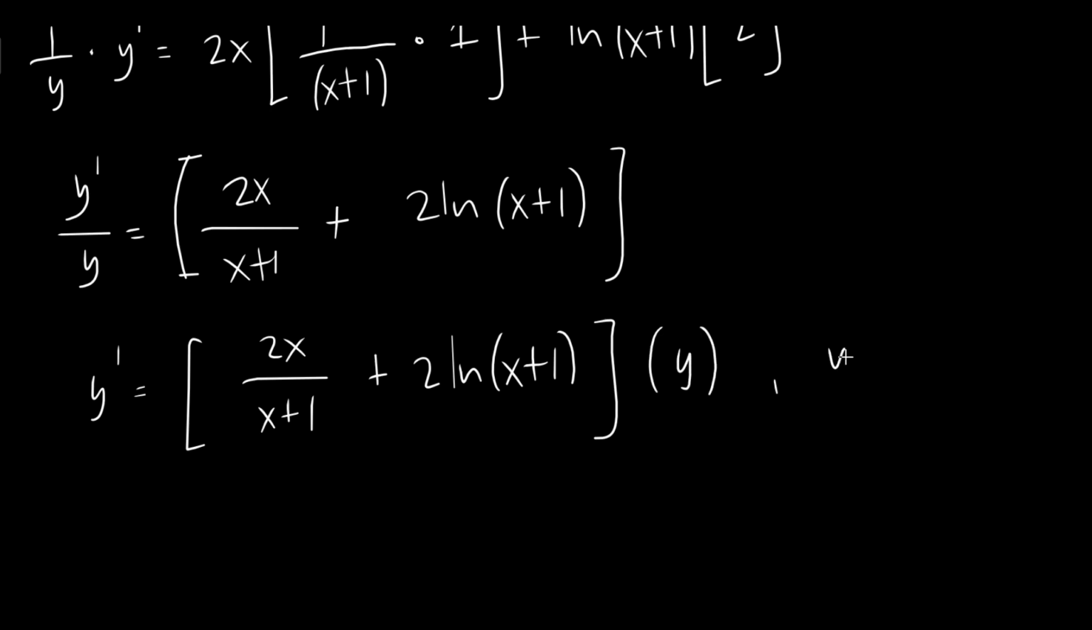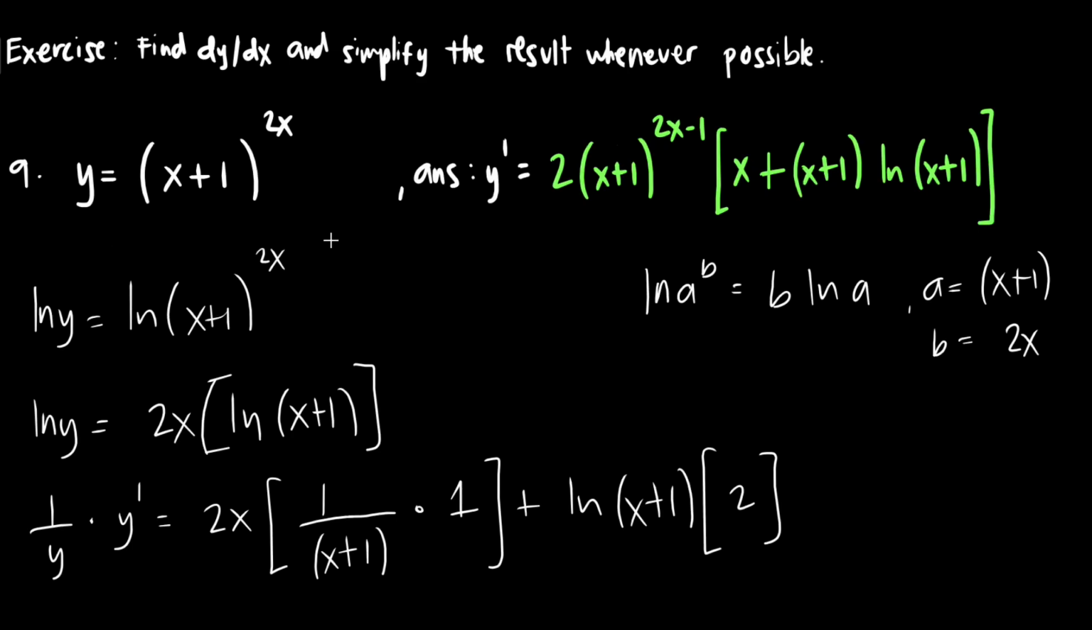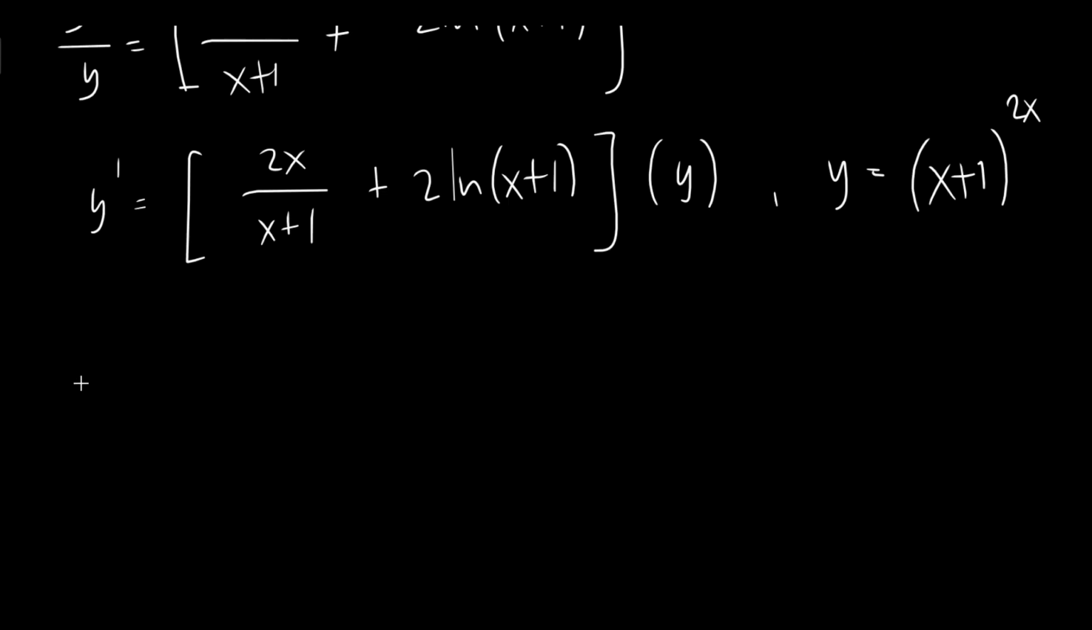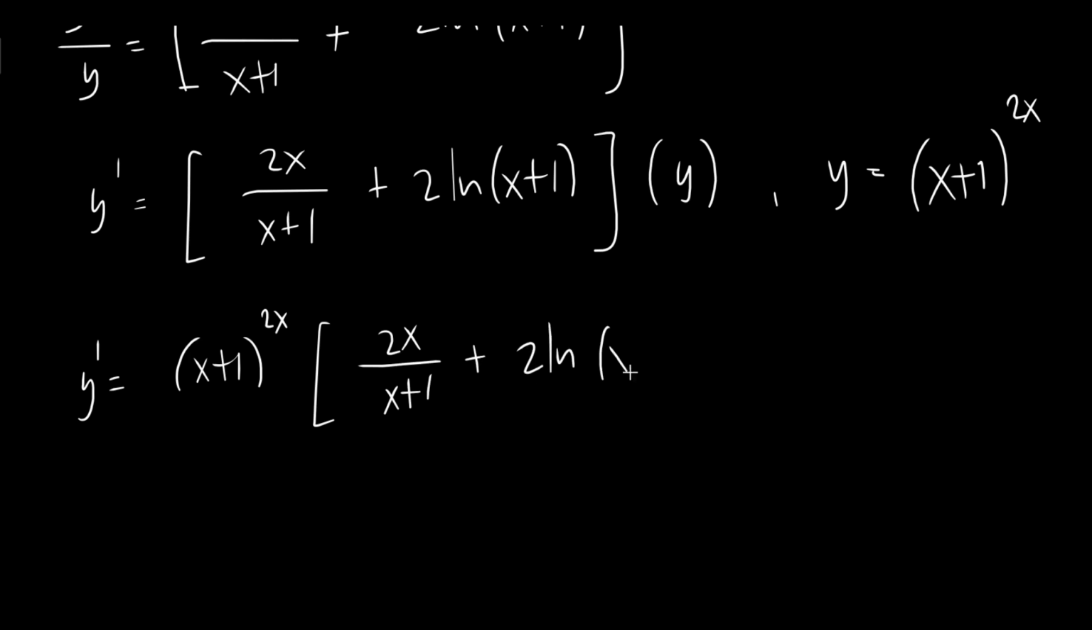Take note that y is equal to (x + 1) raised to the power of 2x. So let's substitute that one. So y prime is equal to (x + 1) raised to the power of 2x times the quantity 2x over x + 1 plus 2 ln of x + 1.